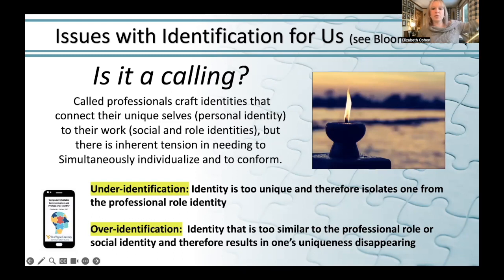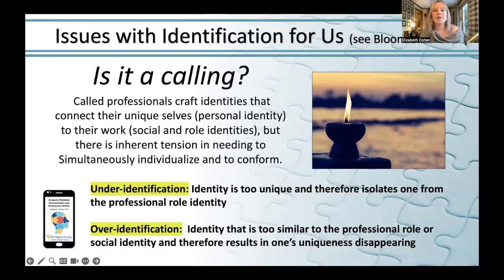So switching gears from identification with the organization, now we're going to go back into issues of identification for us. How does identification affect us in a mostly positive way, but mostly. There's always caveats. I don't want to say these absolutes, mostly.